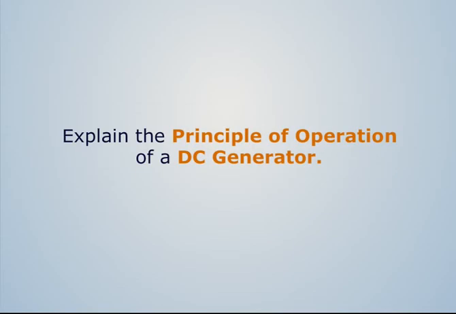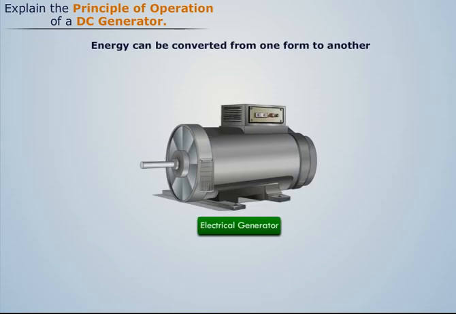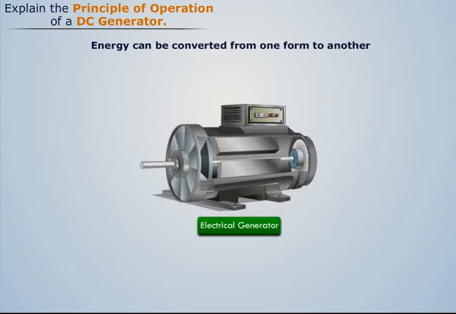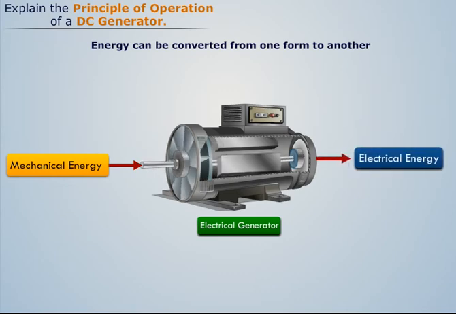Explain the principle of operation of a DC generator. We know that an electrical generator is a device which converts mechanical energy into electrical energy. This energy conversion is based on the principle of electromagnetic induction.